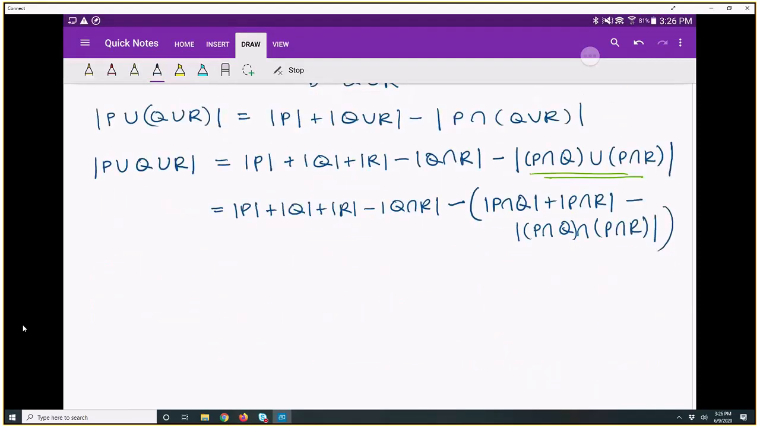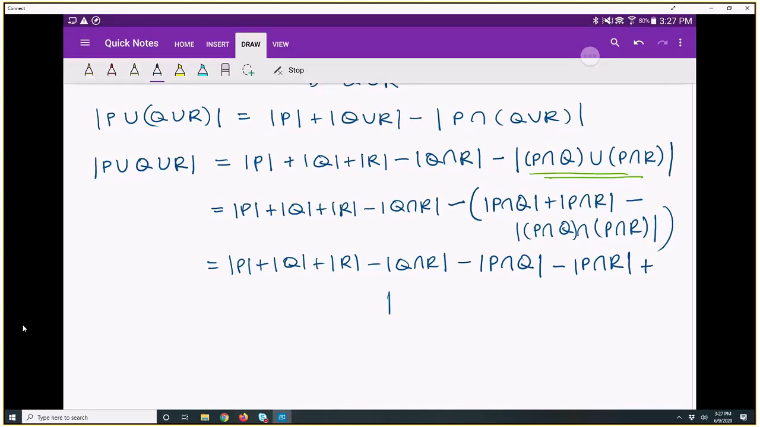Close off my parenthesis there. So again, this first part is not going to change. I still have cardinality of P plus cardinality of Q plus cardinality of R minus the cardinality of Q intersected with R. Now I can start distributing this minus across. So that's going to be minus the cardinality of P intersecting Q minus the cardinality of P intersected with R plus the cardinality of P intersected with Q intersected with P intersected with R.